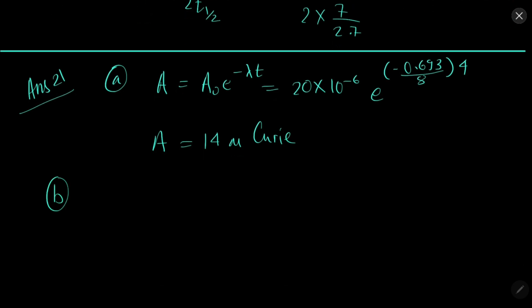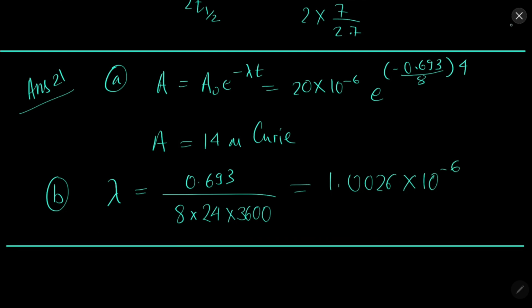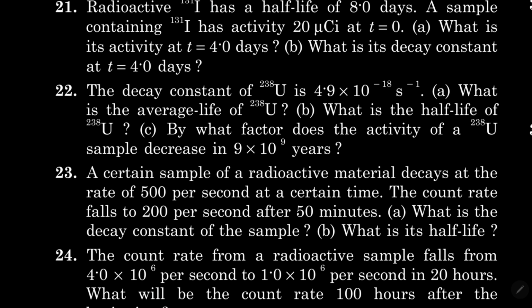B part, lambda will be 0.693 over 8 into 24 into 3600. This is the half-life, 26 into 10 to the power minus 6. In question 22, we need to find the average life, half-life, and factor by which the activity of the sample decreases.